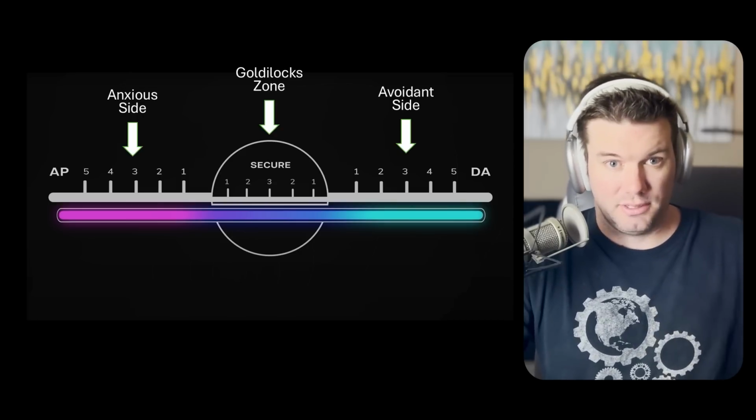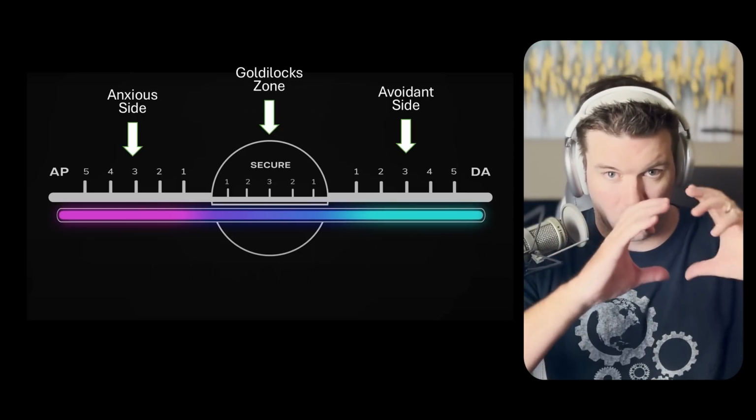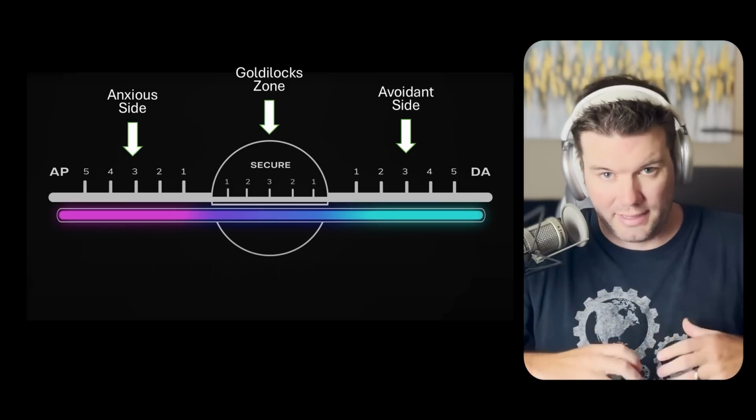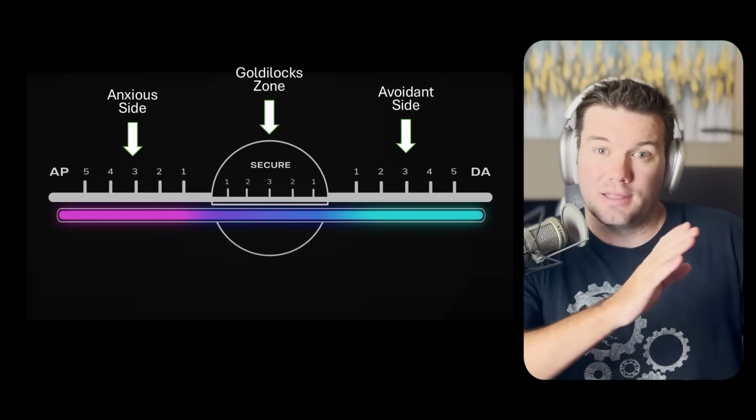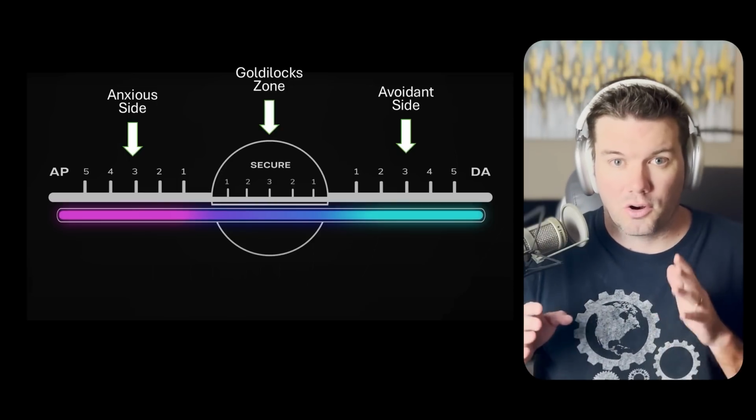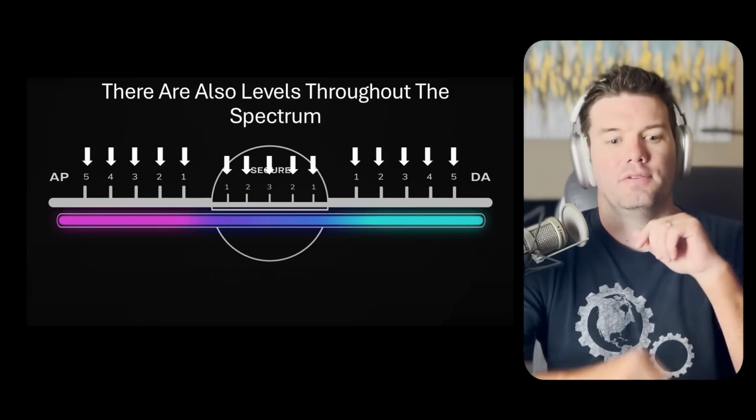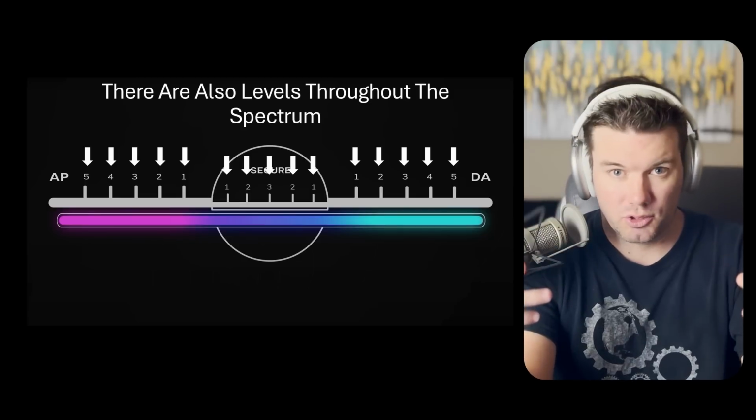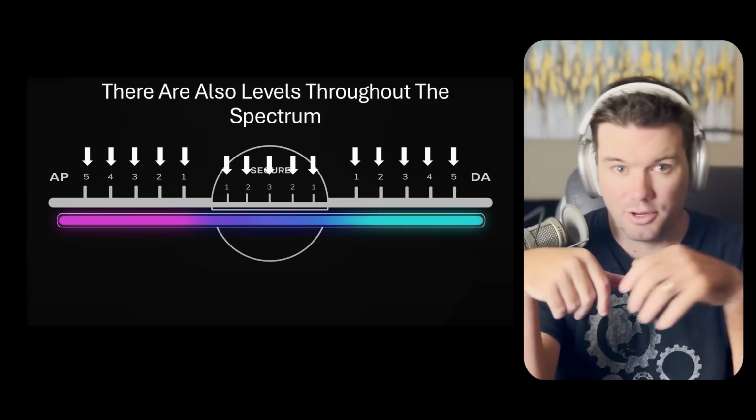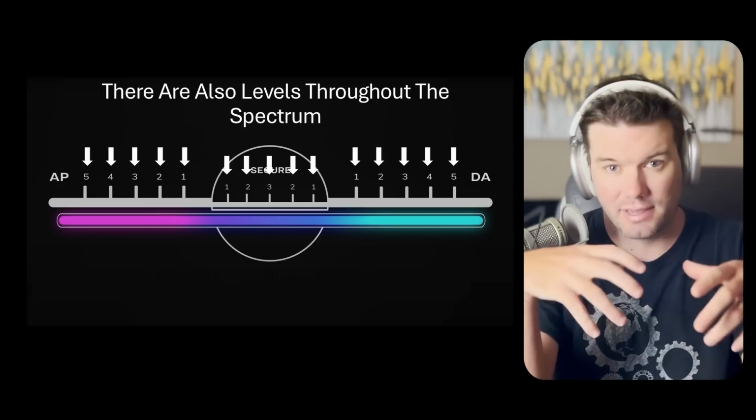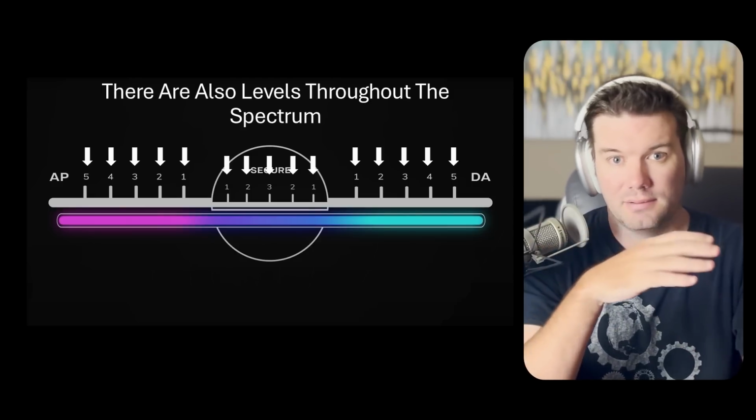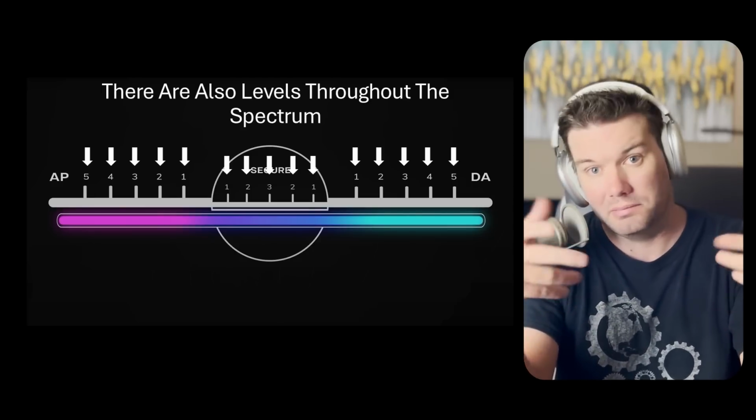You have the anxious side of the spectrum. You'll have the Goldilocks zone in the middle that is meant to be represented by the secure attachment. And then you have the avoidance side on the far right. You may also have noticed that there are levels throughout the spectrum. On the anxious side, you have 5 levels. On the avoidance side, you have 5 levels. And in the secure side, you actually have 3 levels going up and down depending on where you are in the circle. Now, if that's confusing, just bear with me here, because I promise we're going to make it super simple.